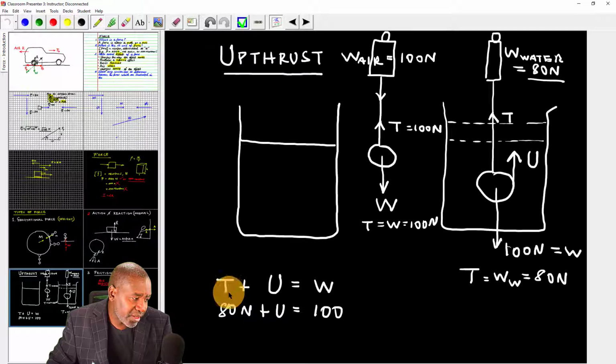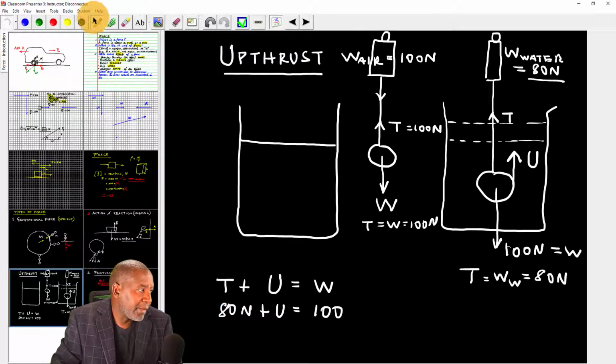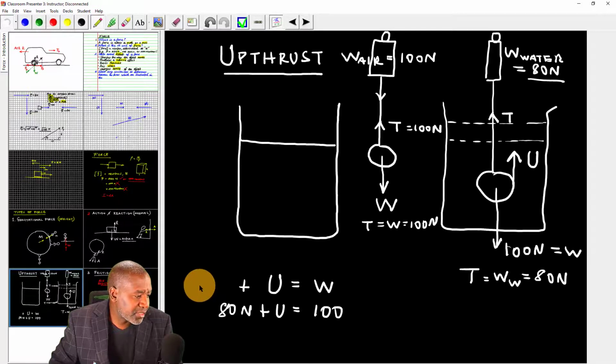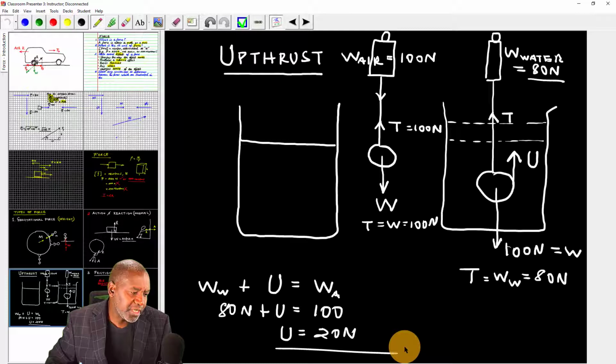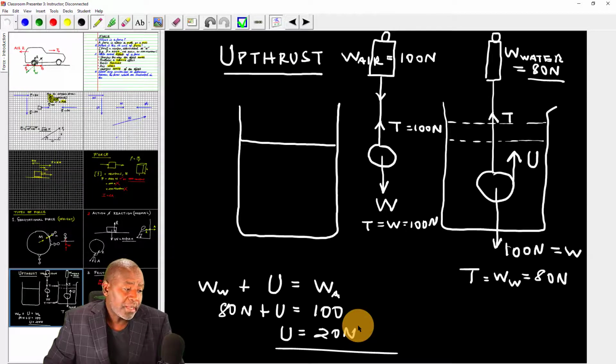So if we were to rewrite this equation properly, it's just appropriate that we call it weight in water. Weight in water, this is weight in air. And you can say that our upthrust will be equal to 100 minus 80, which is 20 newtons. Like I said, this topic will be dealt with in Form 4 under floating and sinking.